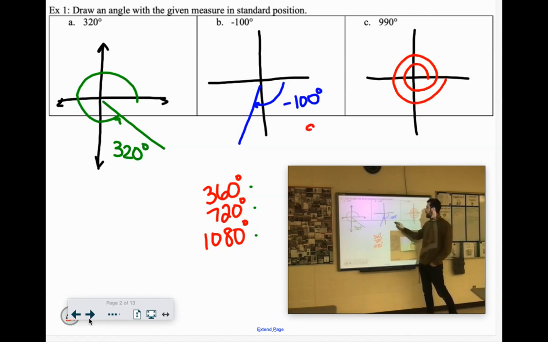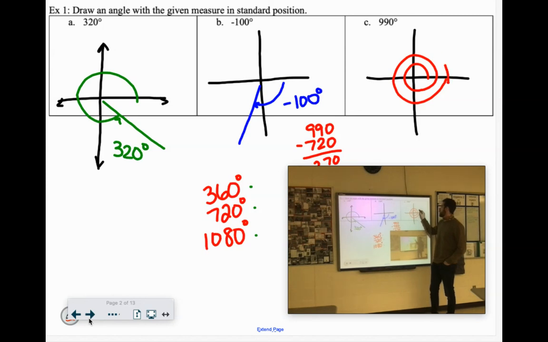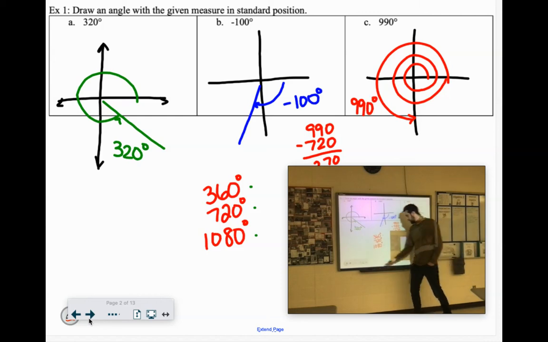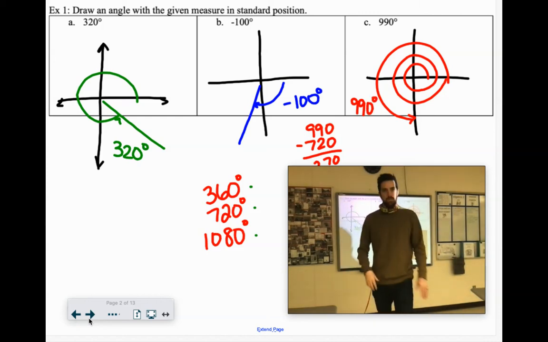So if we did 990 minus 720, because I know 3 rotations would be too big at 1080, it leaves us with 270 degrees, which would come all the way back to here. So we'll say 990 degrees. All right, cool. Let's start the next one.